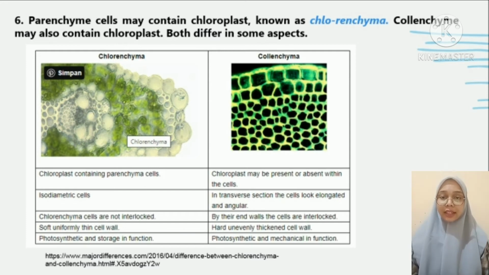And then the characteristics of collenchyma. Chloroplast may be present or absent within the cells. In transverse sections, the cells look elongated and angular. By their end walls, the cells are interlocked. Hard, unevenly thickened cell wall, and then photosynthetic and mechanical in function.